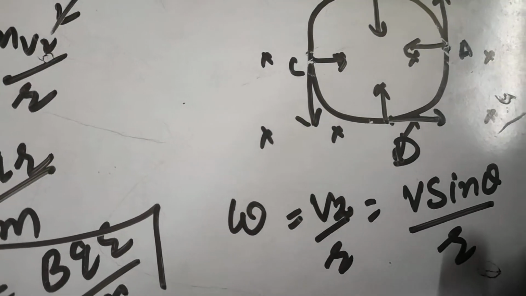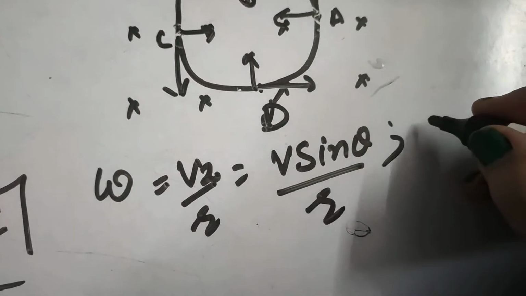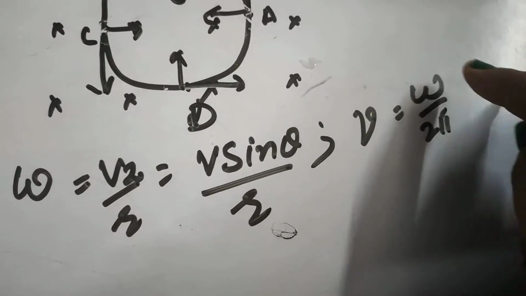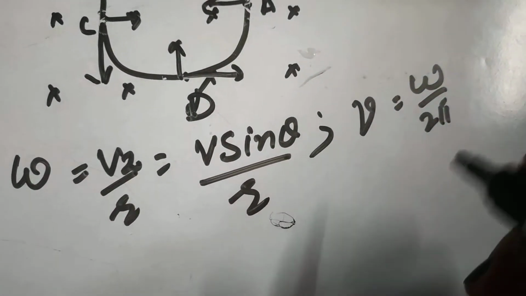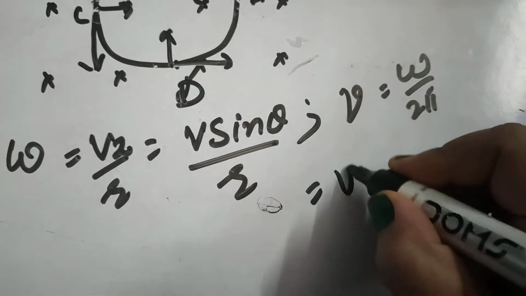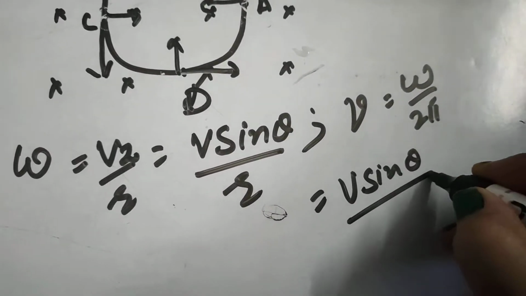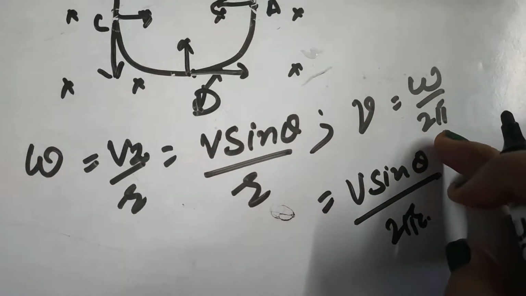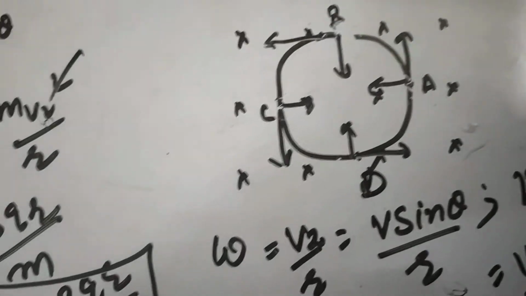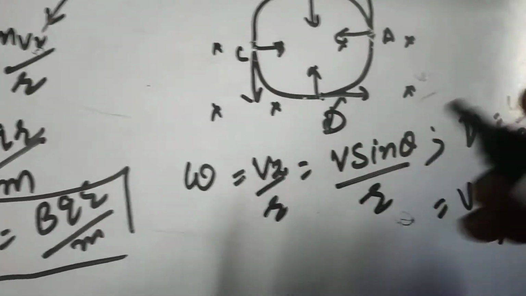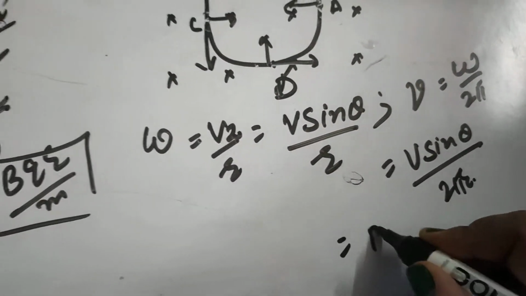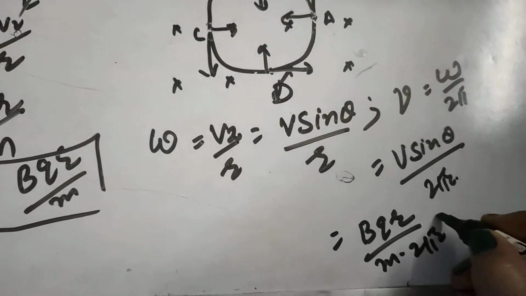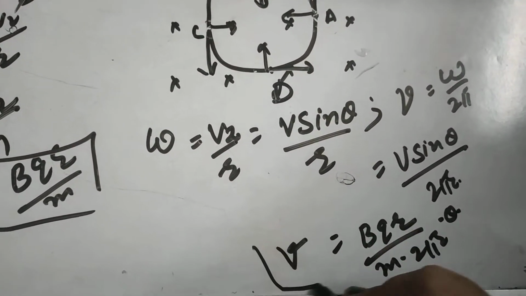Similarly we can find out the frequency of rotation. Frequency nu is given by omega by 2 pi. As we know that omega is equal to 2 pi nu, so nu is equal to omega by 2 pi. Omega is what here? This is V sin theta by 2 pi r. Or we can put from here, you can see V sin theta is BQr by m. So nu is BQr by m into 2 pi r. So this is our frequency.